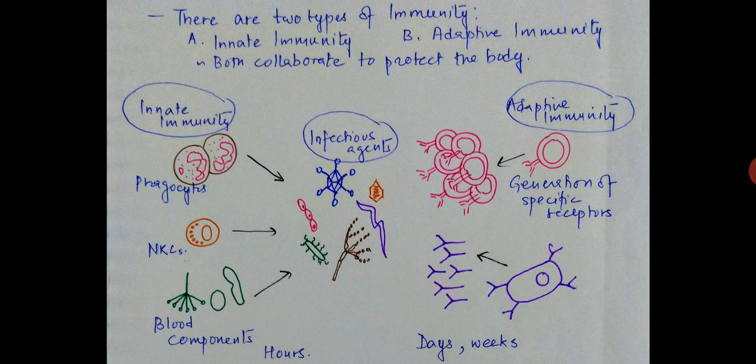Now that we know what is immune system, let's see the types of immunity. There are two types of immunity, innate immunity and adaptive immunity, both of which collaborate to protect the body.